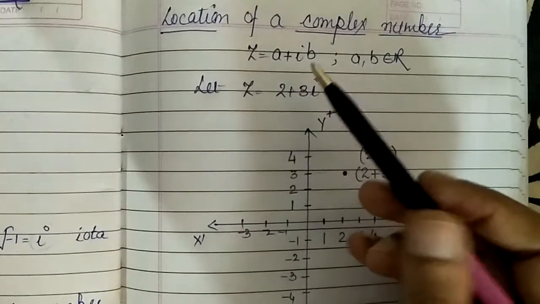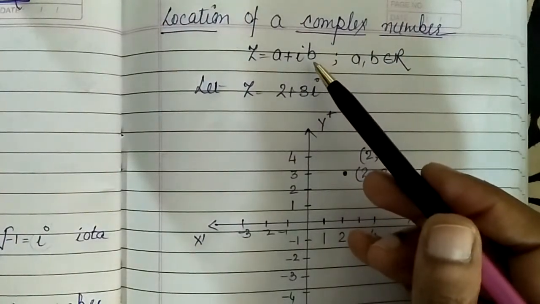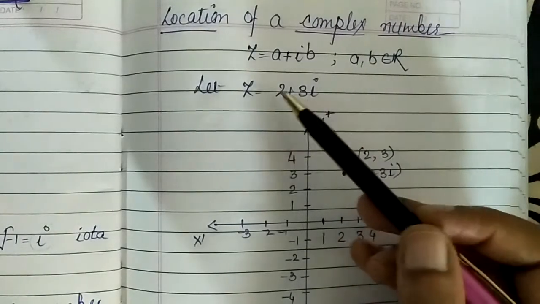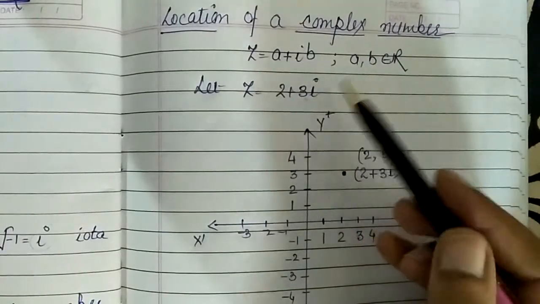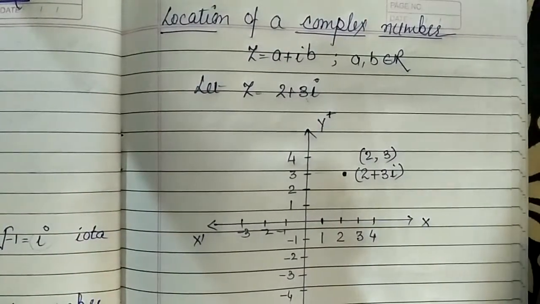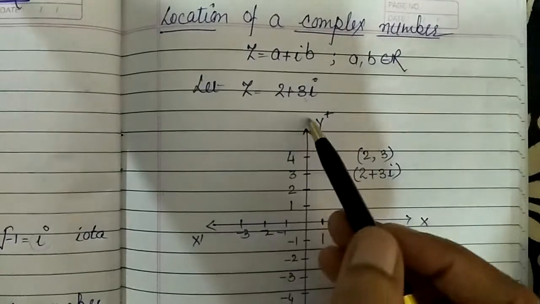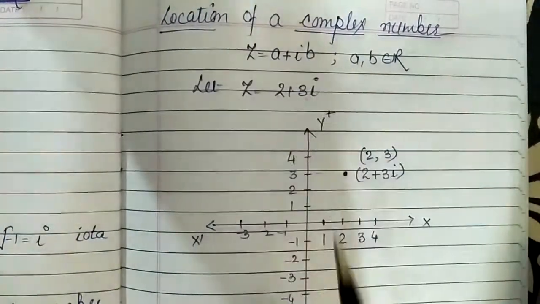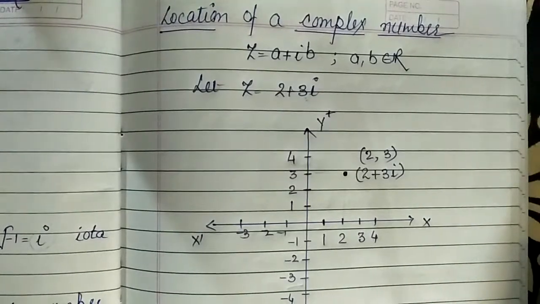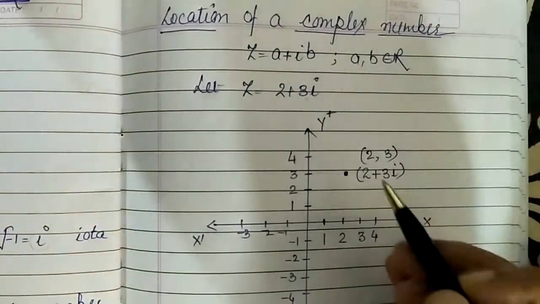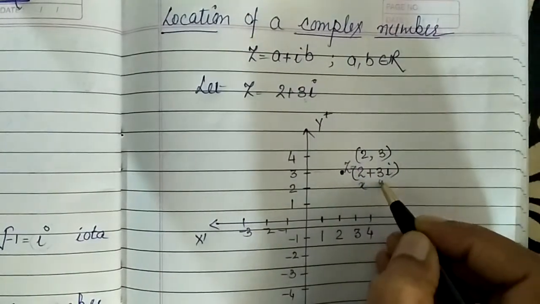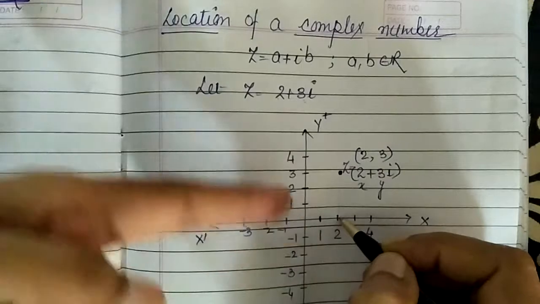See, this is the complex number a plus iota b. We are going to locate this on the xy plane. For example, let z is equal to 2 plus 3 iota, a is 2, b is 3. This is the real x-axis, this is the imaginary axis. The imaginary part of the complex number will be along the y-axis and the real part will be along the x-axis. For example, our complex number is z is equal to 2 plus 3 iota, so this is x, this is y. x is 2 and y is 3.